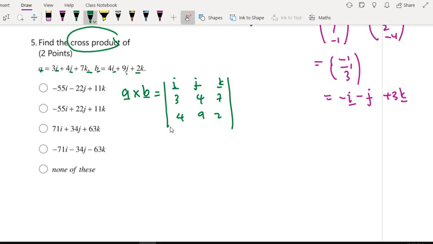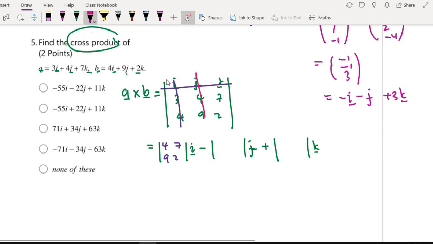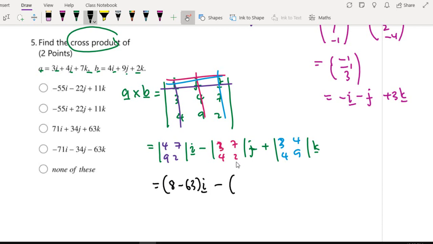Then you have to find it, same as how you find a determinant. Okay, do the minus j plus k with the k. This is the template. Cancel i, get 4, 7, 9, 2. Cancel, right? And then cancel j for j, just get 3, 7, 4, 2. Then next cancel the k, so 3, 4, 9. So 4 times 2, 8, minus 63 i, minus 6 minus 28 j, plus 27 minus 16 k.